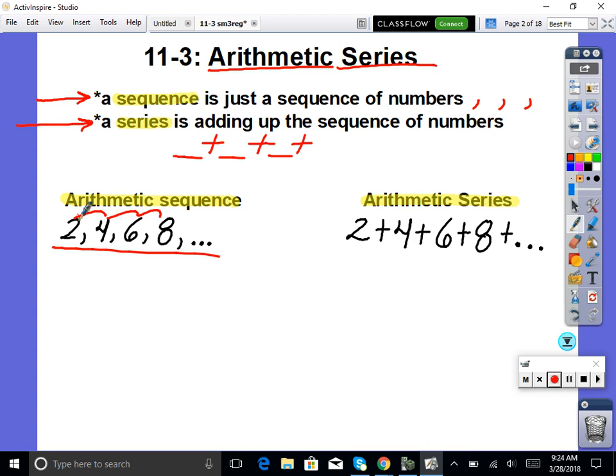This is an arithmetic series. Instead of commas, we have addition signs. We are literally adding up. 2 plus 4 is 6. 6 plus 6 is 12. You get what I'm saying, everybody? We're just adding these up. Do you get what I'm saying? Okay. Now, once again, it's arithmetic because between each term, there's still a common difference. So it's very similar. The formulas still work. It's just now we're going to actually add those up.